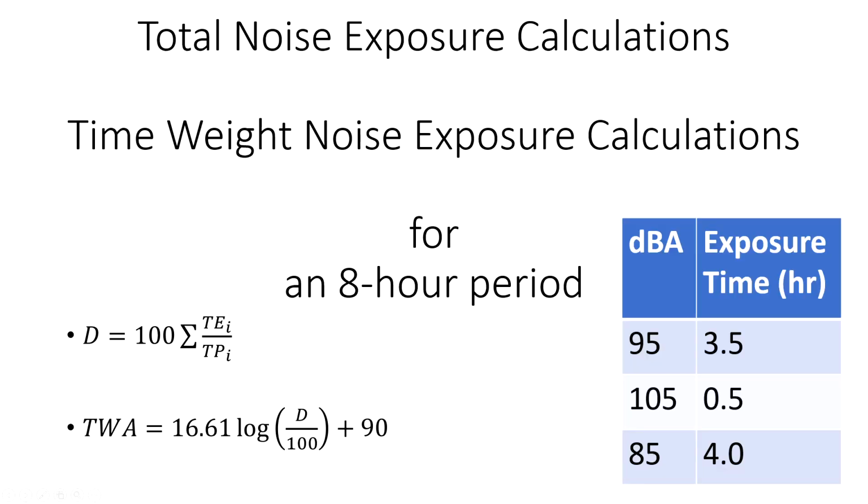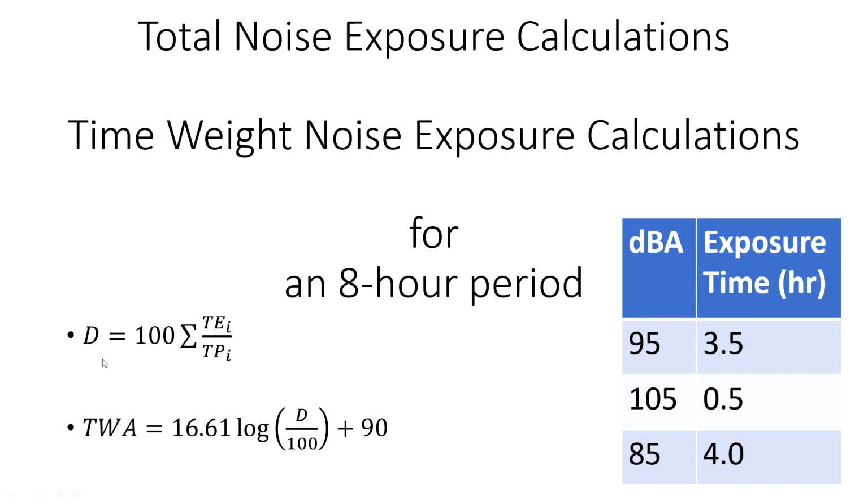Let's think about a practical situation. Let's say someone is exposed to 95 decibels for 3.5 hours, and then 105 decibels for about half an hour, and 85 decibels for 4 hours. So the person is rotating between different machines and getting exposed to different levels of noise over the 8-hour period. How do we add this up? What is the total exposure for the 8-hour period?